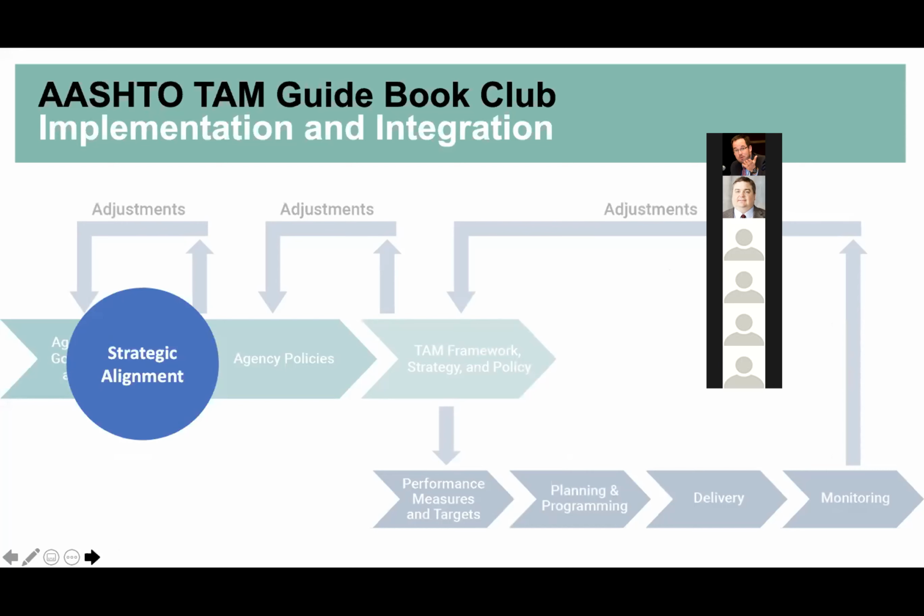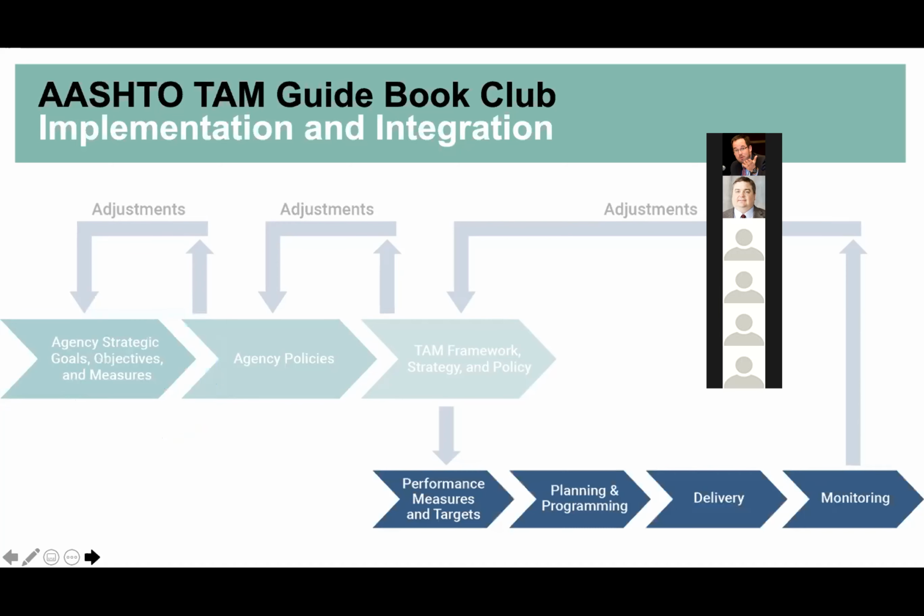The other important part from a strategic alignment perspective is alignment with other policies and integration with those policies. So again, it's important from a TAM and TAMP perspective that we understand the role of how we integrate with other policies, whether those be long-range transportation plans, safety policies, etc. And again, what is the role that TAM has in terms of delivering those outcomes?